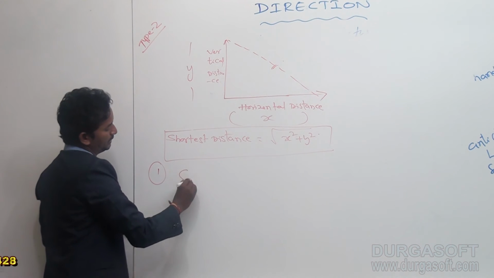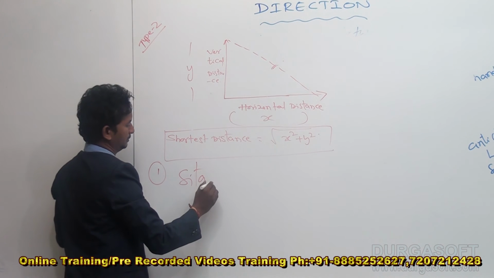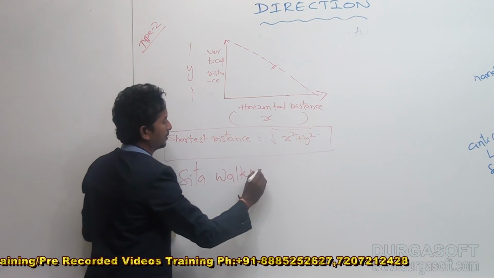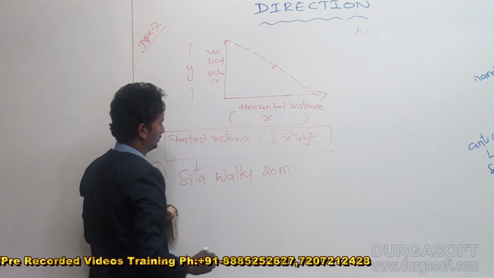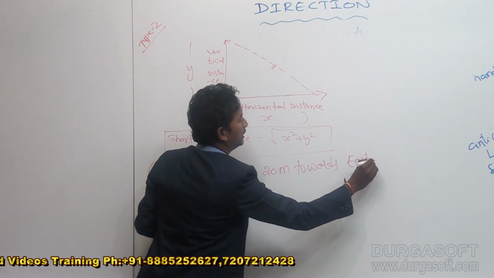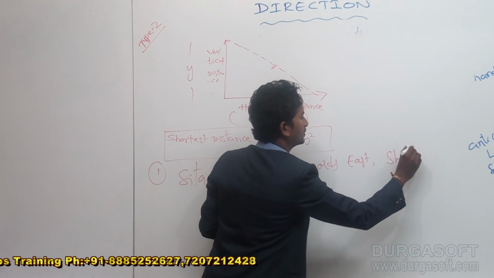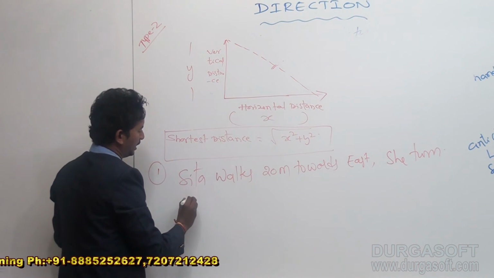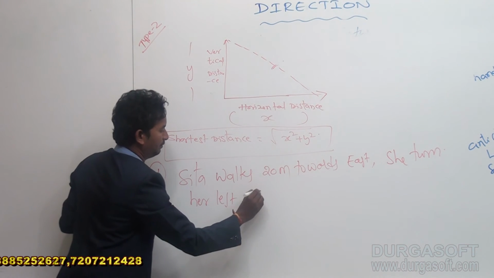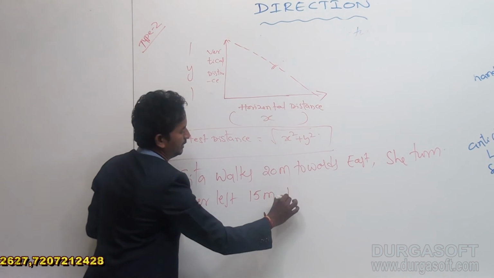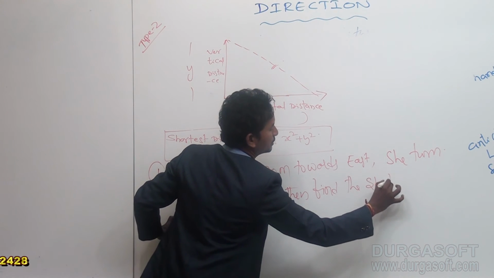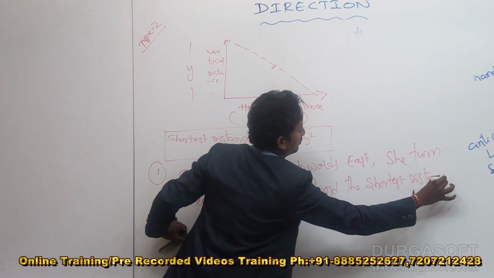Sita walks 20 meters towards the east. She turns her left, 15 meters. Then find the shortest distance.